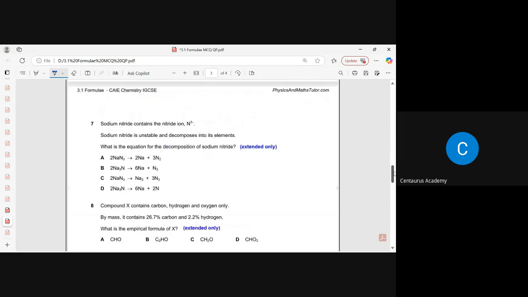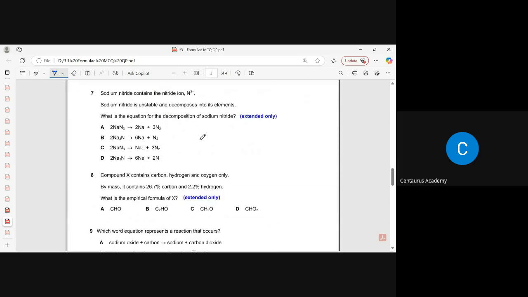Moving on to the next one. Sodium nitride contains the nitride ions, that is N3 minus, which is unstable and decomposes into its elements. What is the equation for the decomposition of sodium nitride?